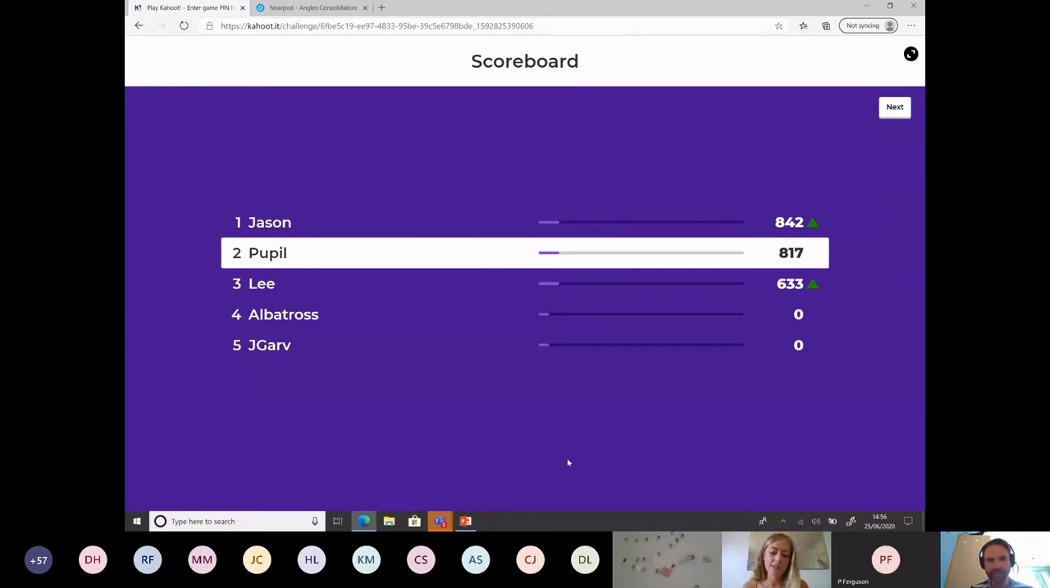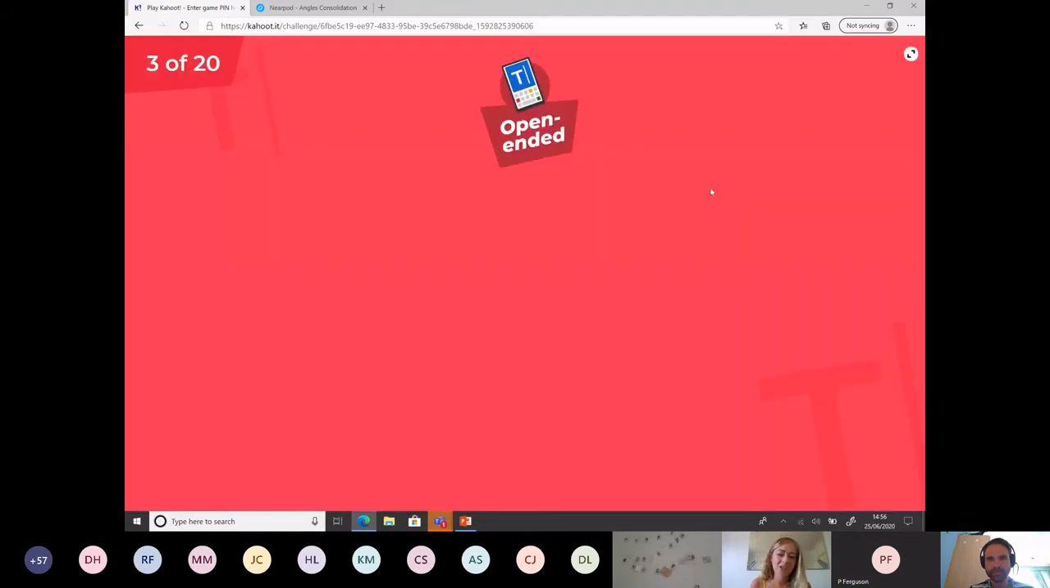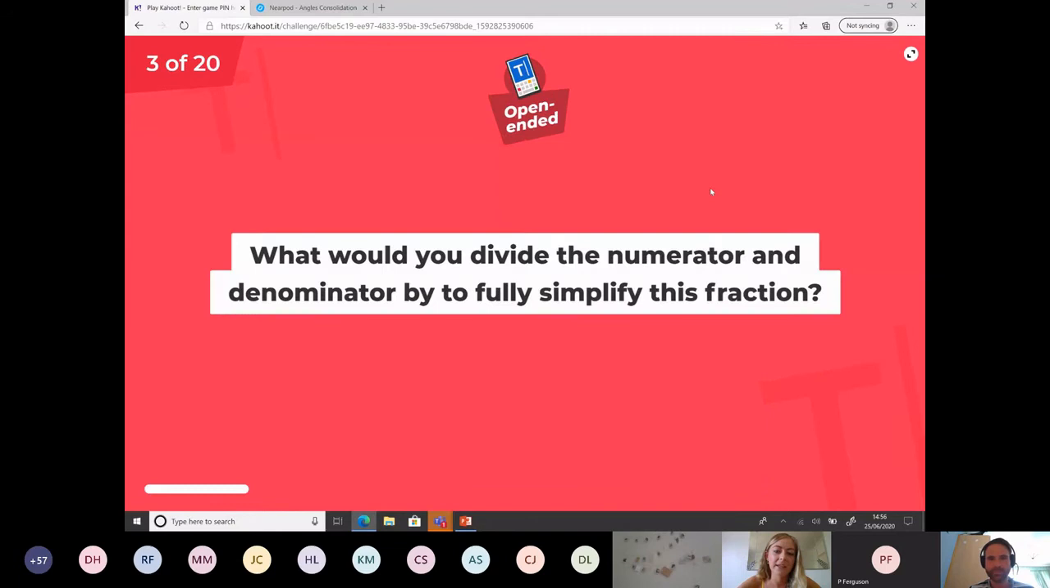You can still have that element to it. At the end, you can post the podium to your class if you want to show them the leaderboard, or you can just keep it quite anonymous as well, and they can just have a go.